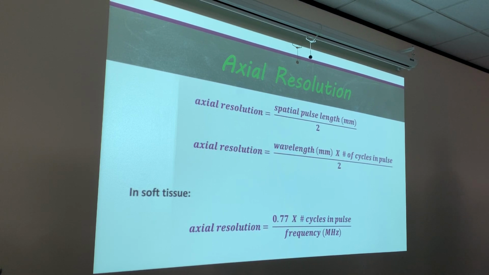In soft tissue, axial resolution is directly related to the number of cycles in a pulse and inversely related to the frequency. Remember we talked about this last time? If it's on top of the equation, that's a direct relationship. If it's on the bottom of the equation, it's an inverse relationship. Sophie likes those. You can see inverse to it. I like it.